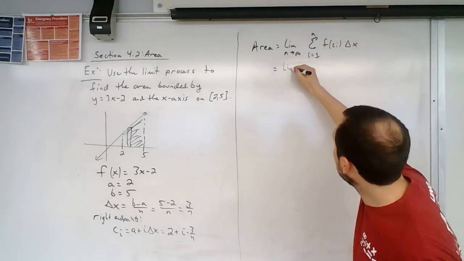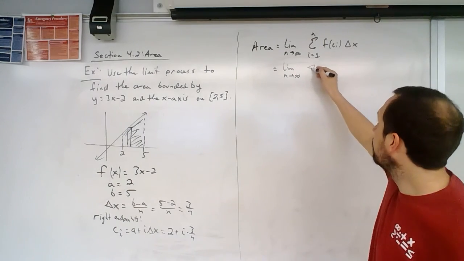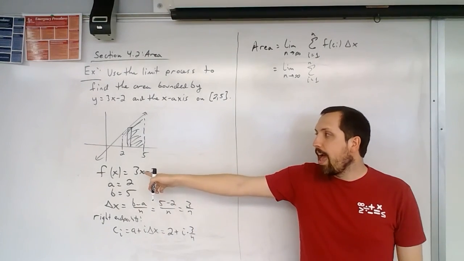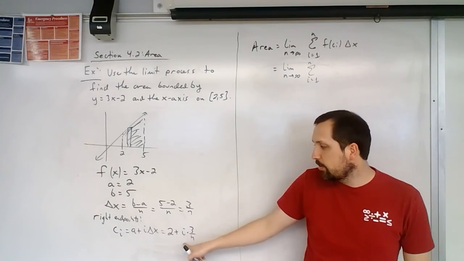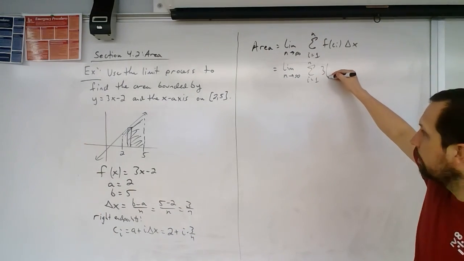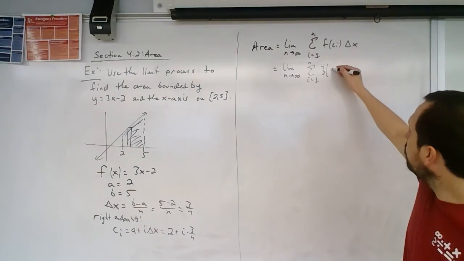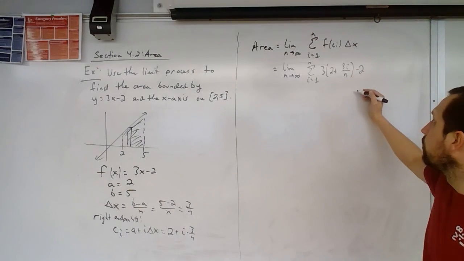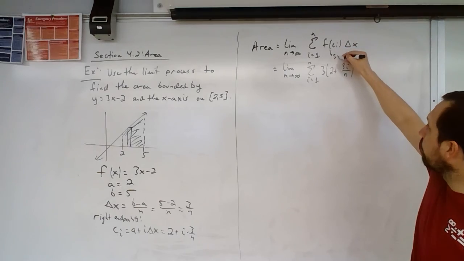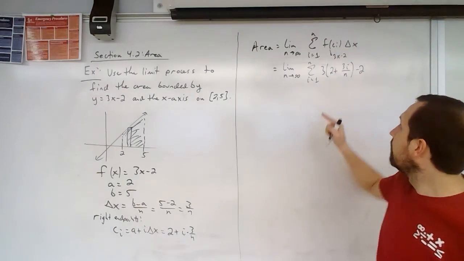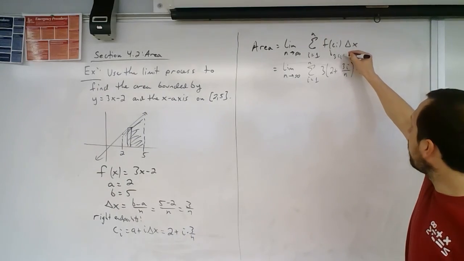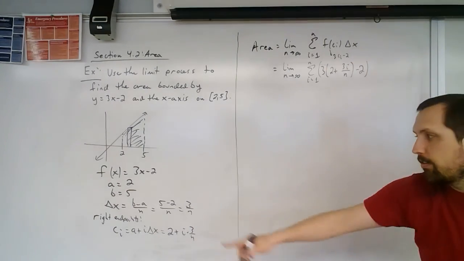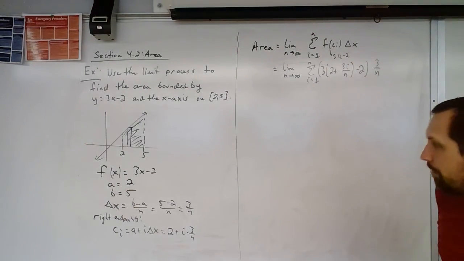So I take the limit as n tends to infinity of the sum i equals 1 to n. I now plug in the things that I know. My f is going to be 3x minus 2, but at this value. So I'm going to take 3 times 2 plus 3i divided by n, minus 2. Remember, this was 3x minus 2, but instead it's 3 times c sub i minus 2, and our c sub i's are those. And I multiply all of this by my delta x, which is 3 divided by n.